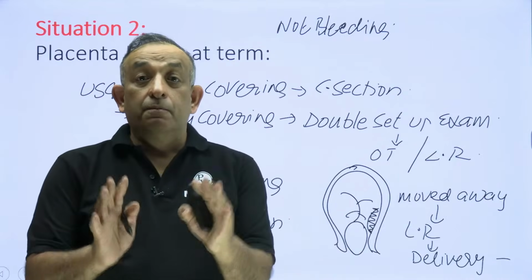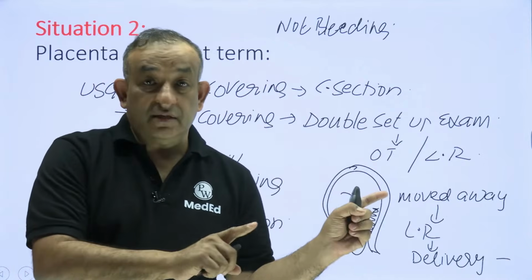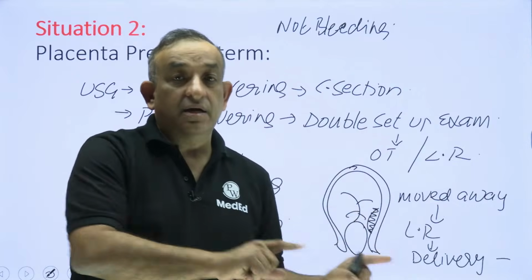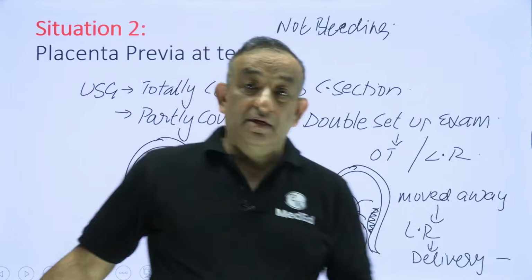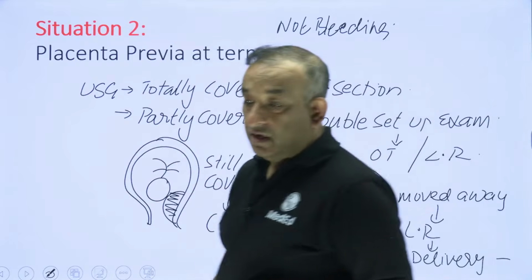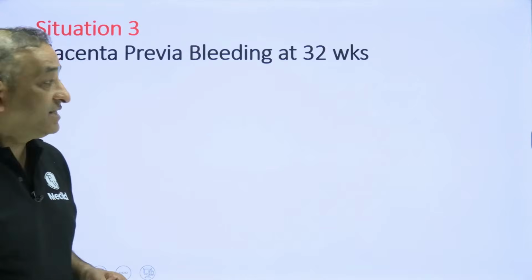I already told you. What you should know as an MBBS student: placenta previa, bleeding, resuscitate, that is IV fluids, arrange for blood, and take her to the OT, do cesarean section. If it is not bleeding at term, I told you, this is the management option. It's all there in the app also, so don't miss out on this. Yes, guys, let's move on.